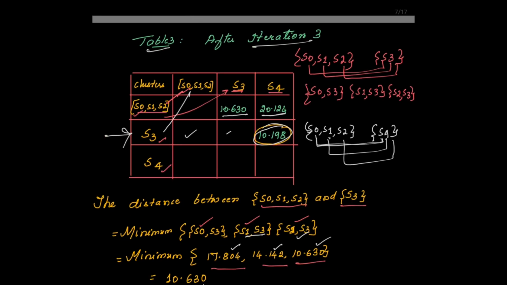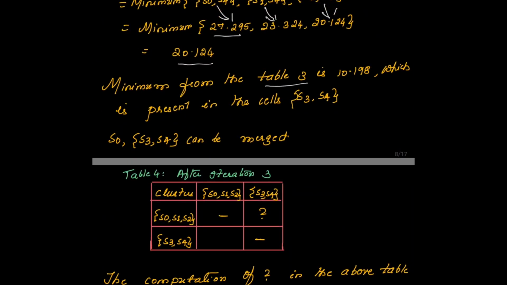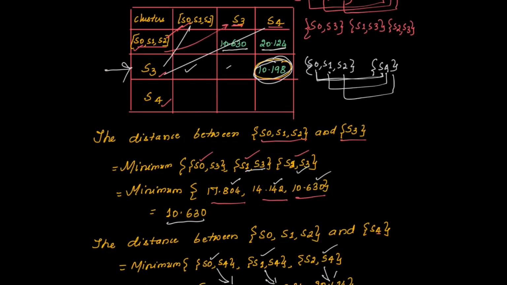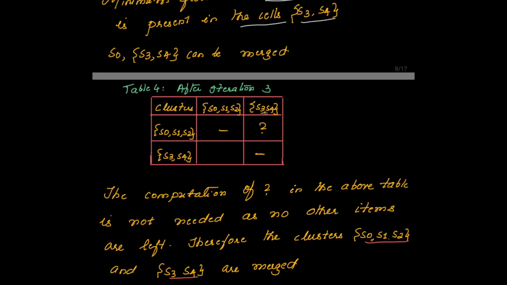In this you select which is the minimum. 10.198 is the minimum value. So the minimum from table 3 is 10.198, which is present in the cell S3, S4. Now if this is minimum, then you have to merge S3 and S4. When you merge S3 and S4, your table will appear in this manner. You will have only this much in the table. Now there is no cluster with a single data point, hence you cannot carry out further computations.